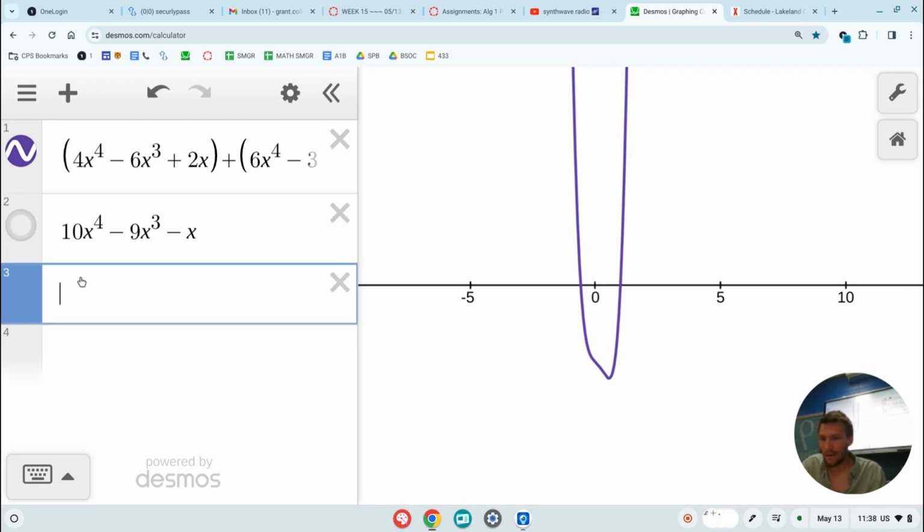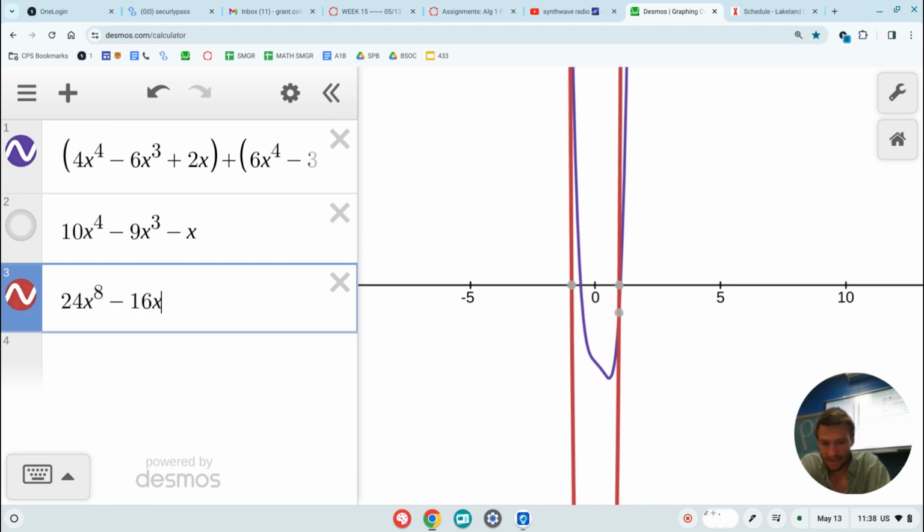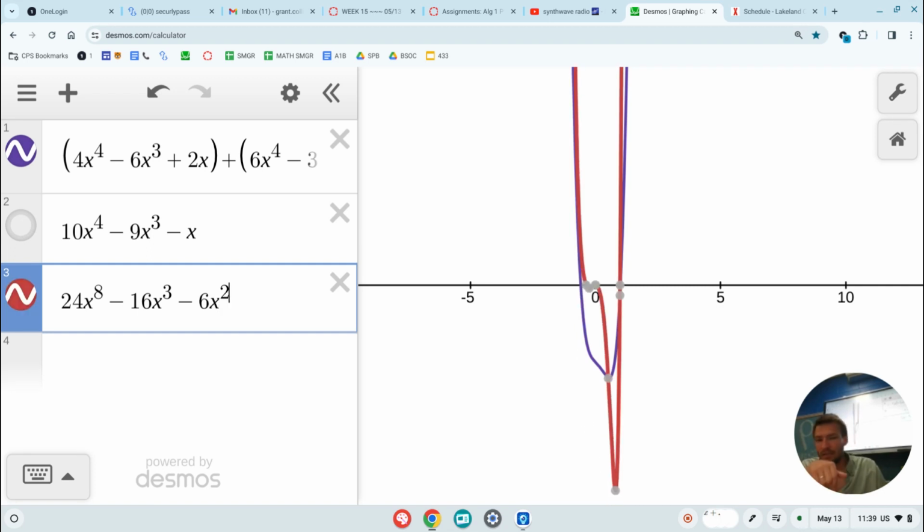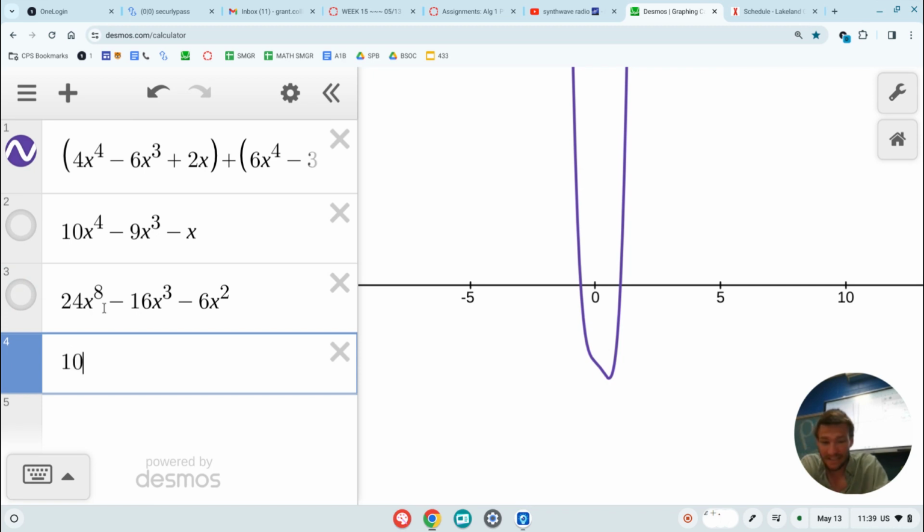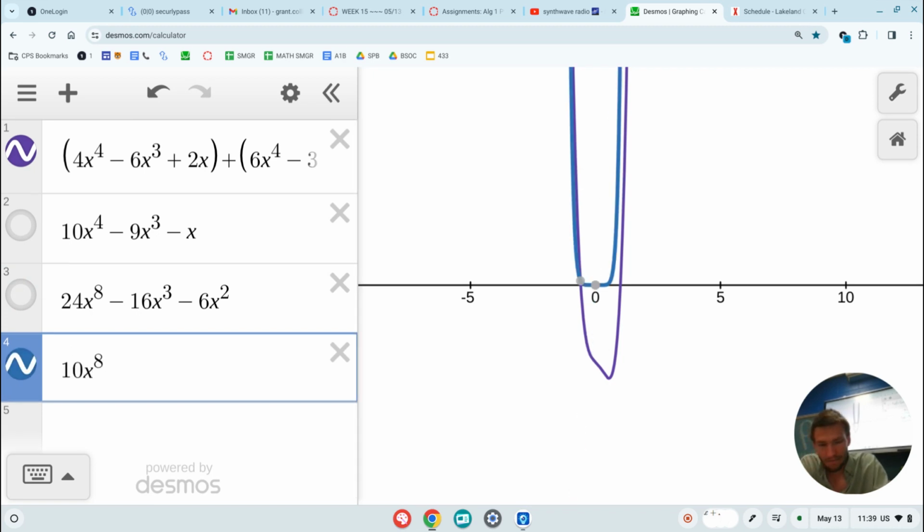Nah, A looks bad. B, 24x power 8 minus 16, x shift 6, 3, minus 6, x squared. No good. I don't like that one. Maybe C, 10x power 8, minus 6x power 3, minus 5. Oh my god, they're making me work hard for this. Minus 3. How does that one look?